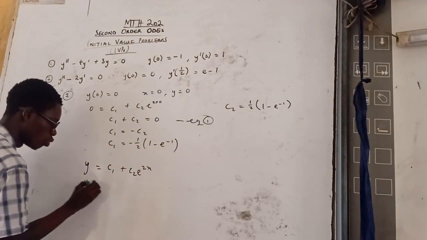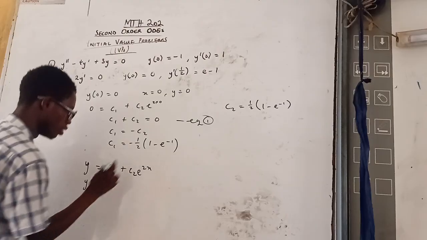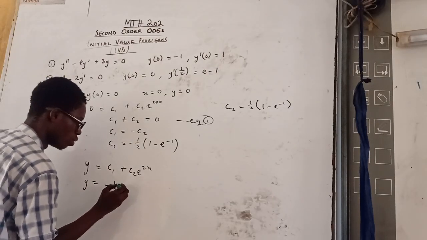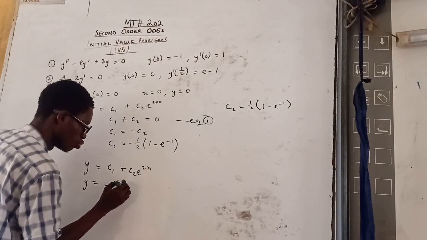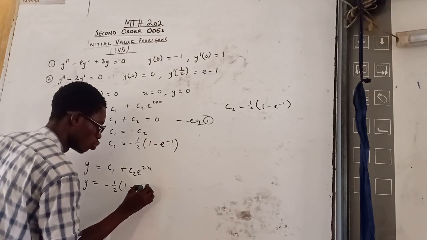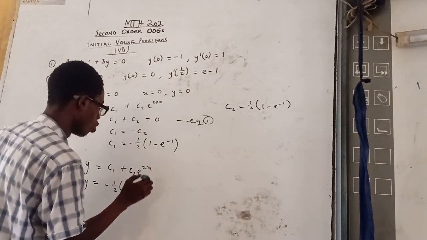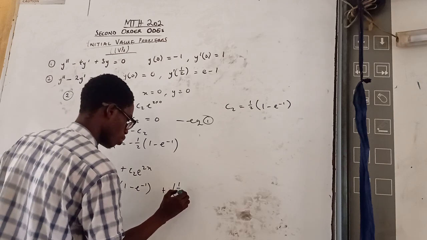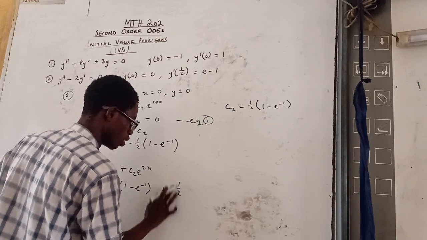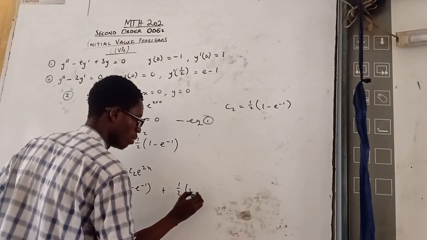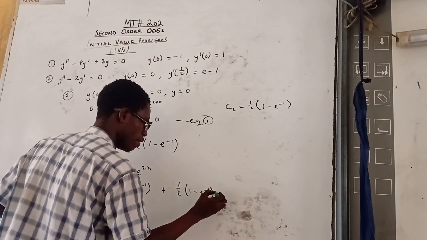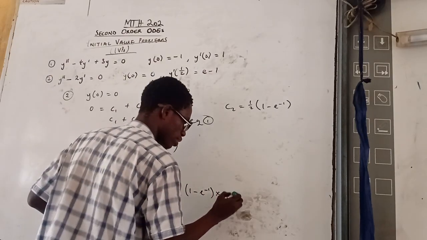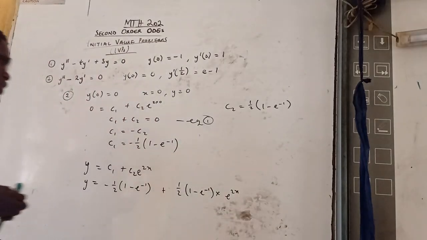So it means y equals what? C1. C1 is minus 1 over 2 into bracket 1 minus e minus 1, plus C2 is 1 over 2 into bracket 1 minus e minus 1, everything times e raised to power 2x.